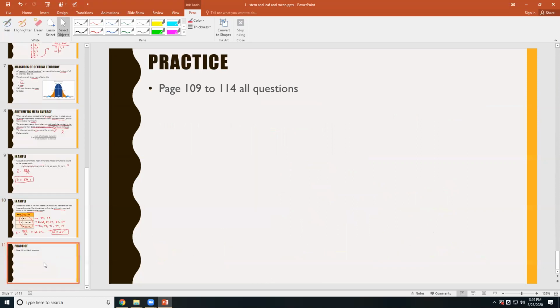Anyway, for practice, what I want you to do in your workbook is work on these questions, page 109 to 114. Do all of the questions. I want you to work on that for today. Next class, we're going to move on to median and mode. So we'll finish that off then.